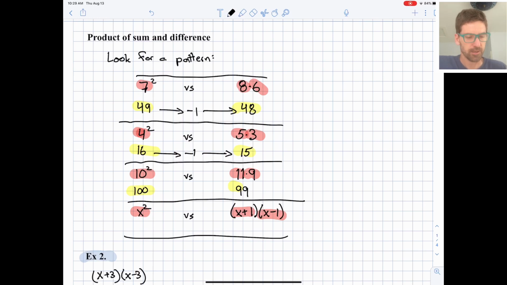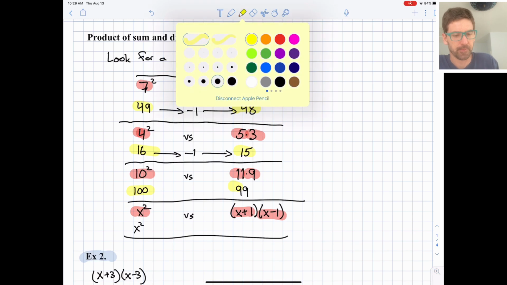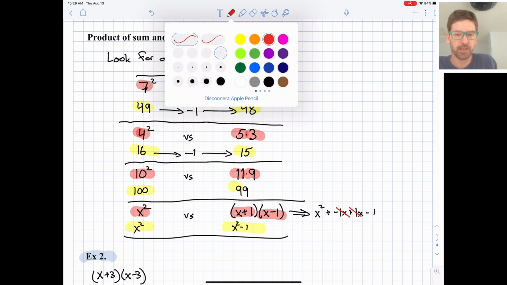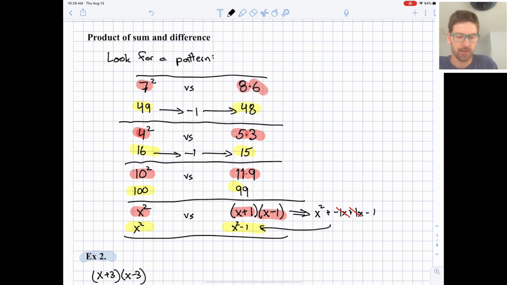Okay, so this is x squared, and I'm going to predict that this outcome right here in yellow is going to be x squared minus 1. Okay, and let's actually do the foiling to check it out. So we can do firsts, so we get x squared, outers we get minus 1x, inners we get plus 1x, and lasts we get minus 1. And then these two guys cancel out, the minus 1x plus 1x. So we do end up getting the x squared minus 1.